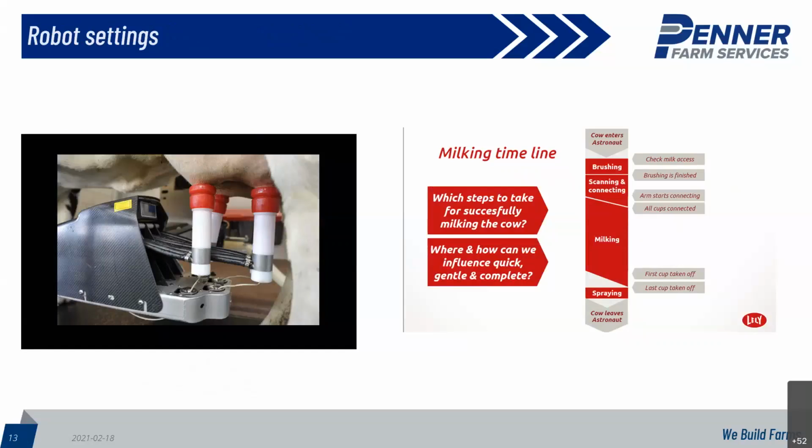I would like to talk about some robot settings. I would like to go through some of the settings that influence a quick, gentle, and complete milking, as can be seen here on the left. I'd like to talk a little bit about the cow entering the robot, the brushing, scanning and connecting, a little bit about the actual milking, the post-teat treatment, and the drive-out procedure. Go to the next slide, Ashley.